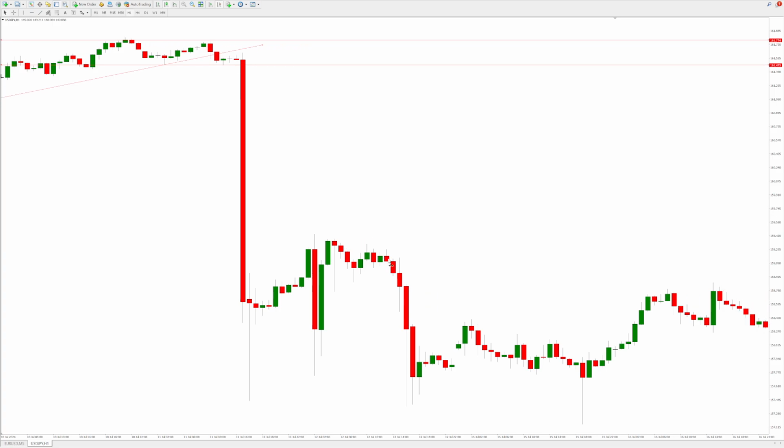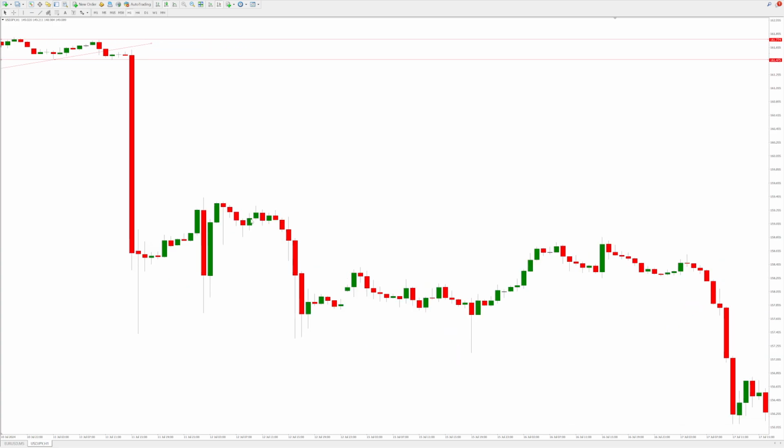What you could have done instead is to maybe exit some of the position and allow the rest to run whilst moving your stop loss from up here to above this new level of resistance and allow the trade to play out.